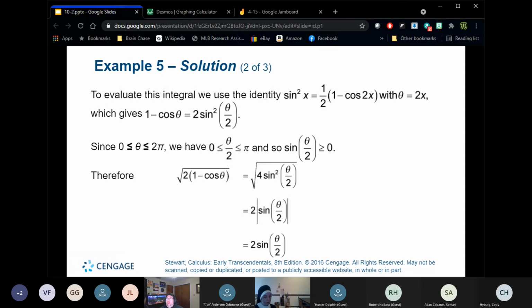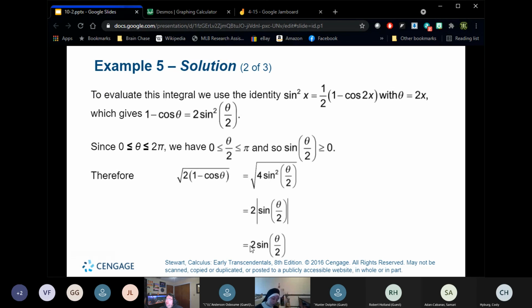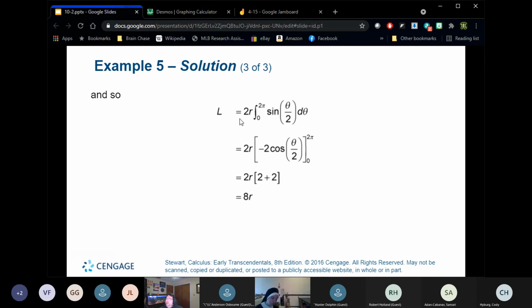We actually have not done the integral yet. We've just simplified down the square root. Now I've got to find the integral of it. So the integral of sine is negative cosine, but I have to do the quick u-substitution. So I get negative 2 cosine theta over 2. And the 2r came from the 2 that was in front of that sine, so I pulled that 2 out.